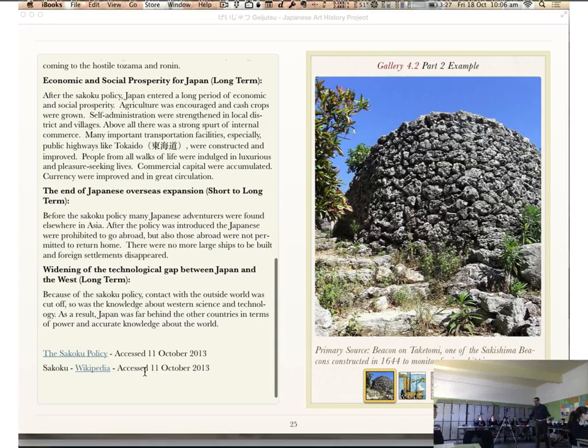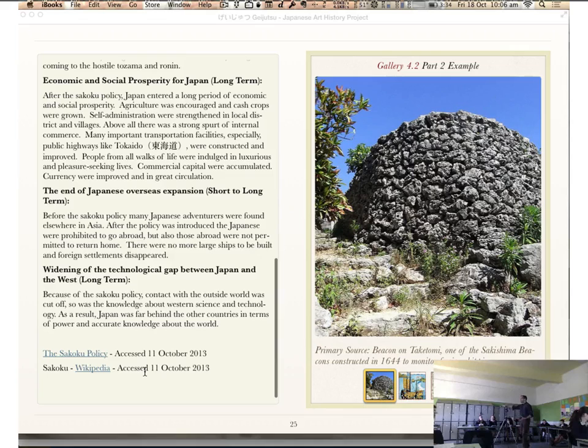Weapons. They were coming up with all of this stuff. Japan didn't know anything about it. So they had this big gap between Japan and everybody else. It's like if they shut the doors again at Braemar and we didn't leave, we would have no idea what's going on in the rest of the world. So that's a short-term and long-term effect.